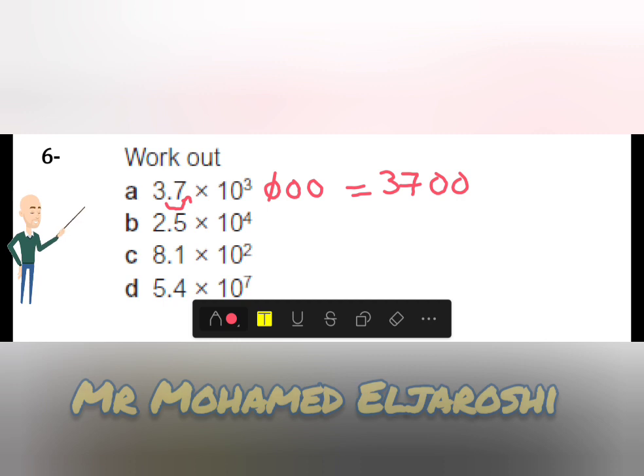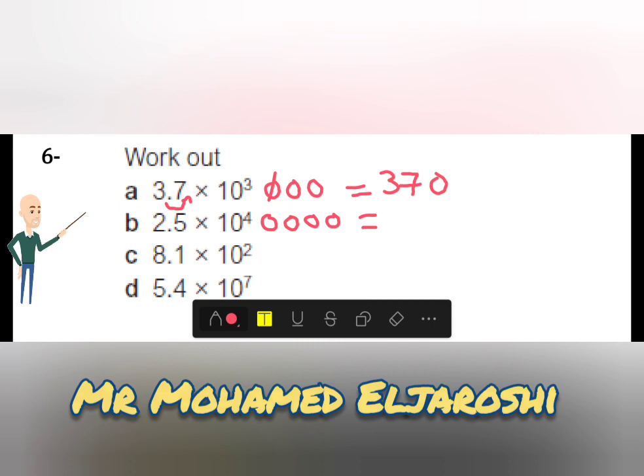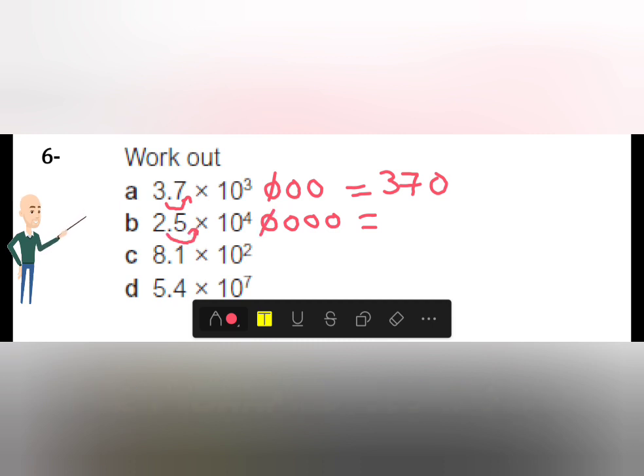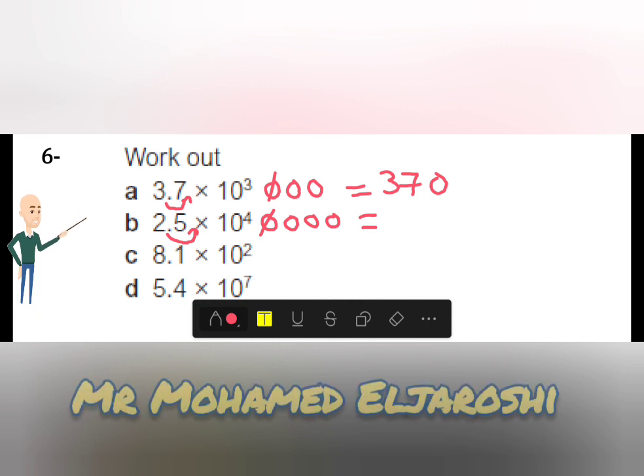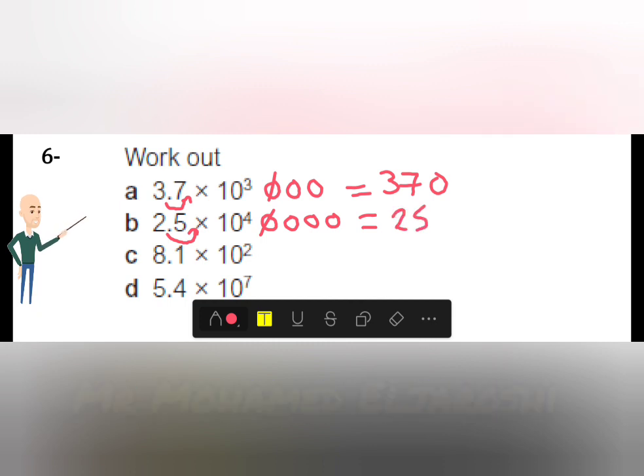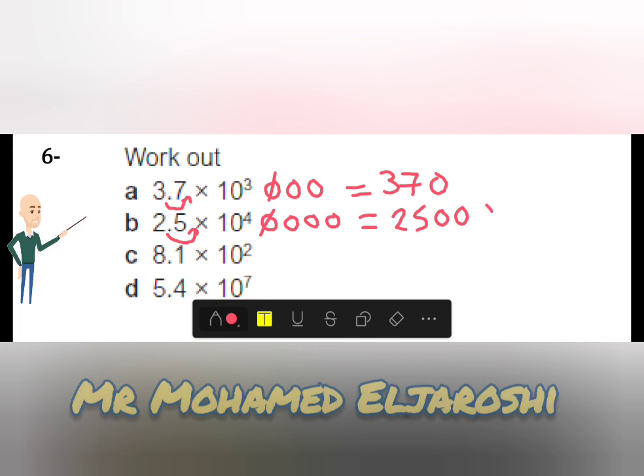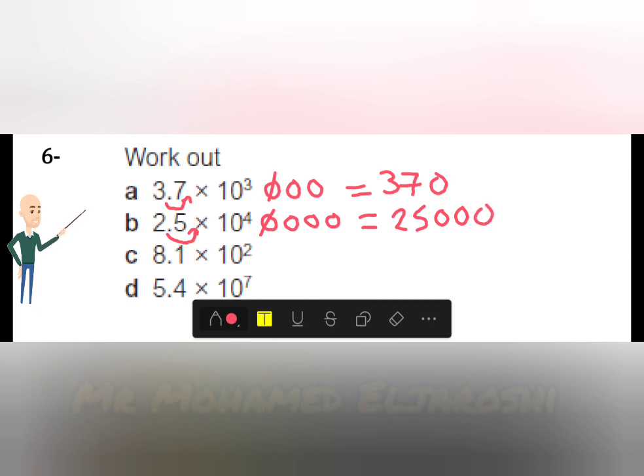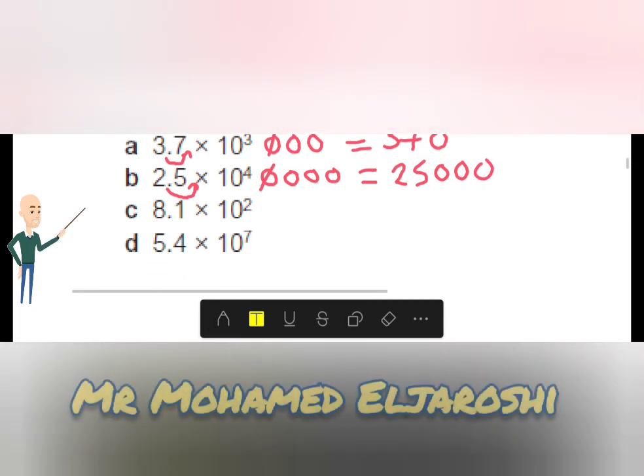Same idea with question B, we have 4 zeros here. So we write them: 1, 2, 3, 4. And the answer will be what? We're going to use one of the zeros to move the decimal point here. And we left 3 zeros. So we write 2, 5 with 3 zeros. Like this, 1, 2, 3. Very good.